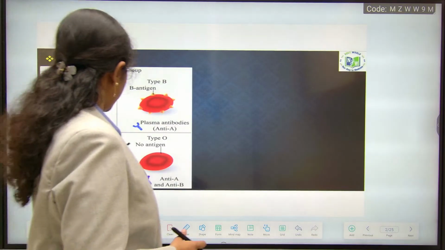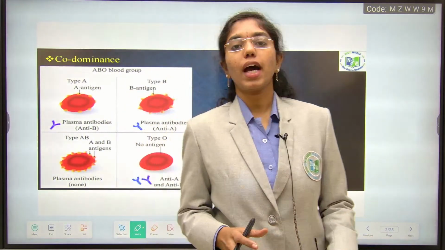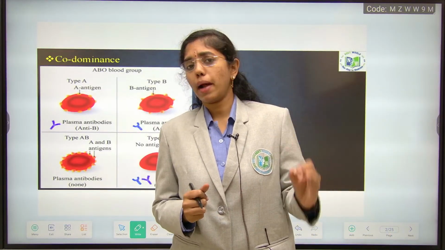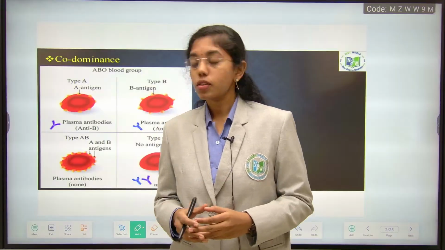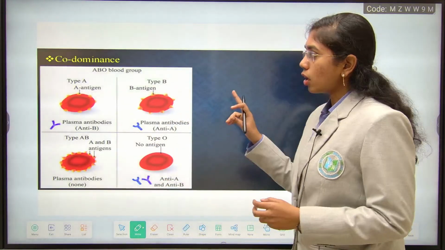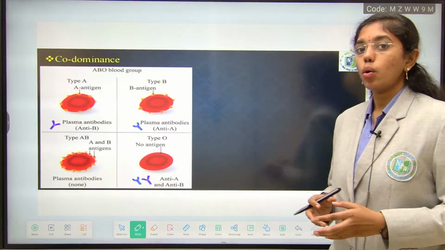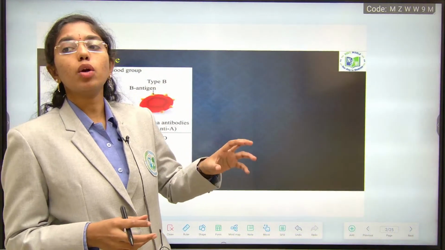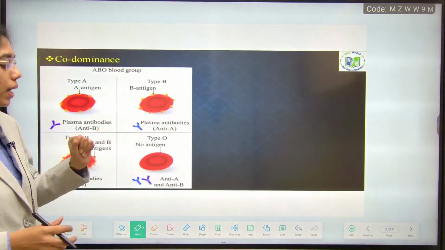Good afternoon to all the EAPCET aspirants. So here we are in our second session of the chapter Principles of Inheritance, which is the most demanded chapter by many students. So here we are in the concept of codominance, wherein both the alleles are equally dominant, equally expressing their phenotypic expression.